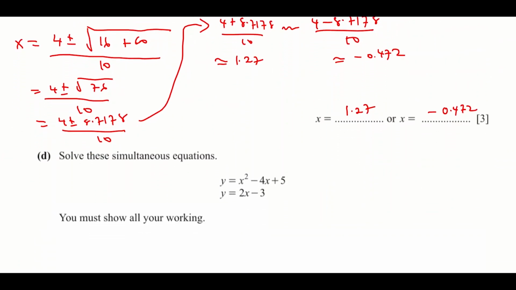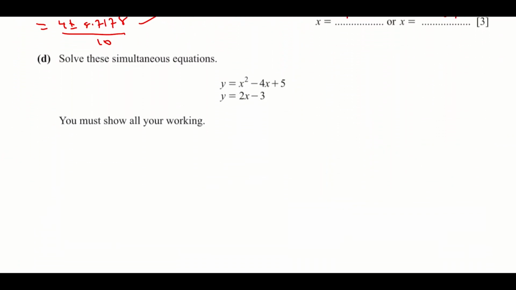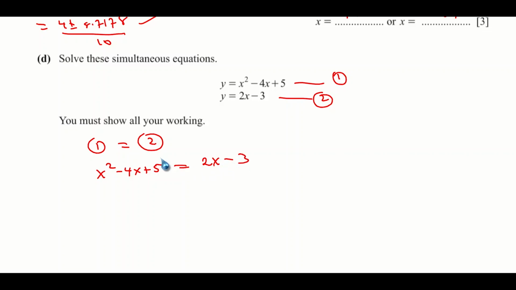Okay, so part D, solve these simultaneous equations. You must show all your working. You can call this one equation 1, and this equation 2. So you can just say that equation 1 is equal to equation 2. That means x squared minus 4x plus 5, that's equation 1, is equal to 2x minus 3.